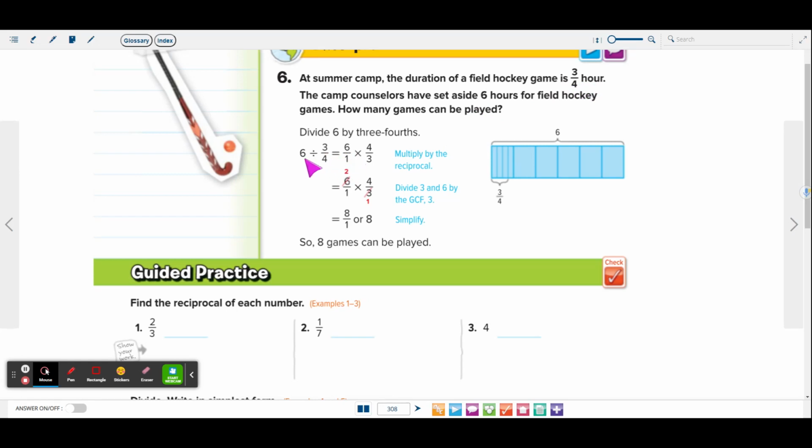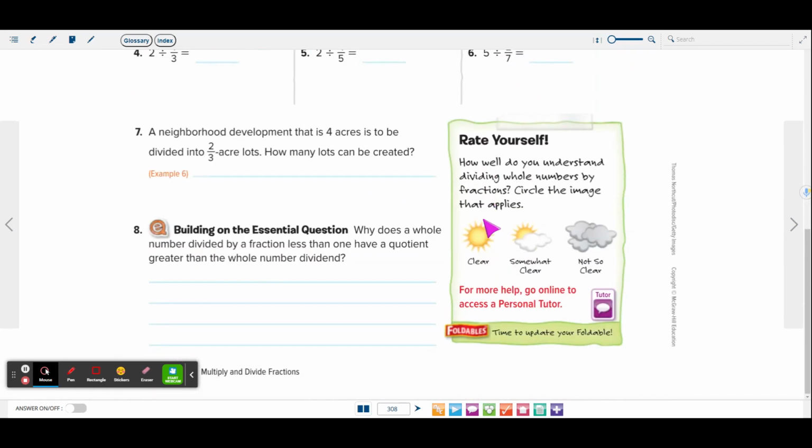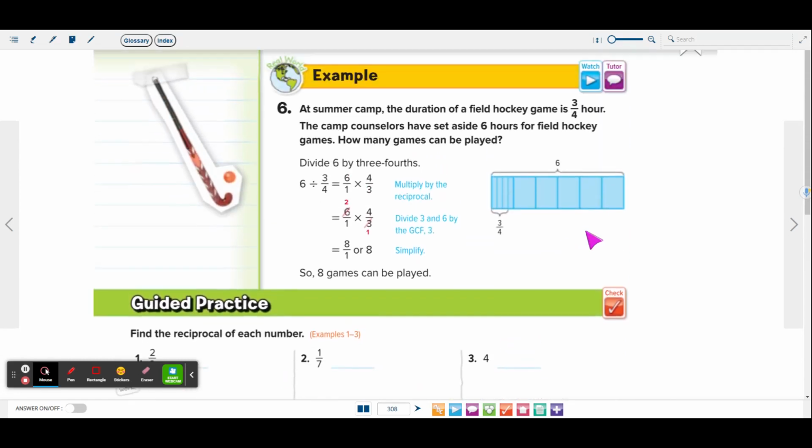So we're going to do the keep, change, flip. 6 would be 6 over 1 times, change the sign to times. 3/4 flipped upside down is 4/3. We can simplify here. We can divide by 3. And then we get 2 times 4 is 8. 1 times 1 is 1, or 8. They can play 8 games. Now, if you get an answer that is less than what you started with, the 6 hours, you know you did it wrong. And you need to check and make sure you did the keep, change, flip. Okay? All right. That's the guided practice.